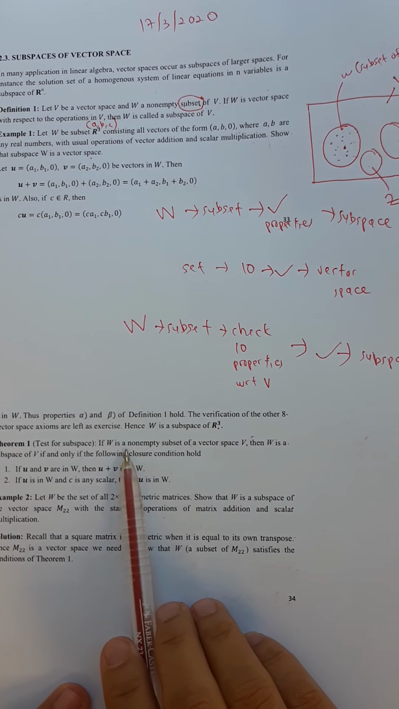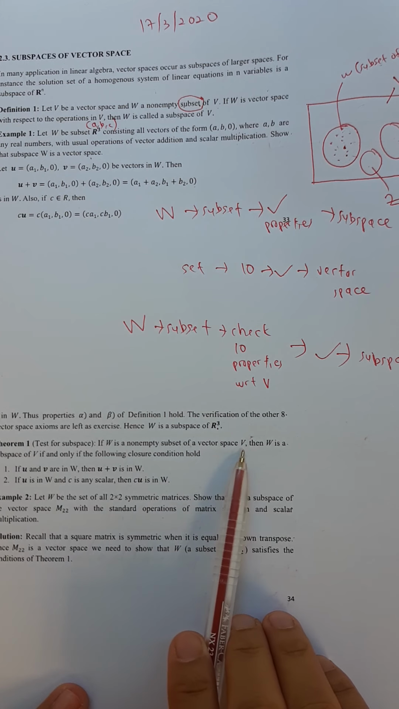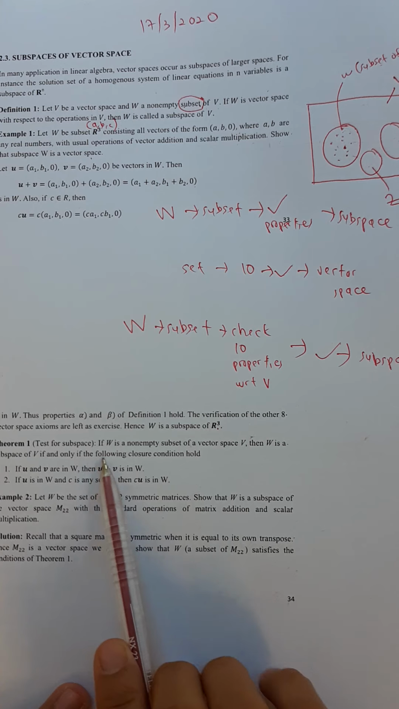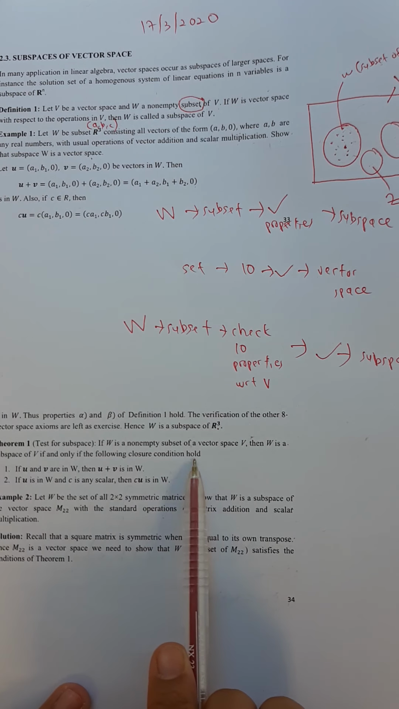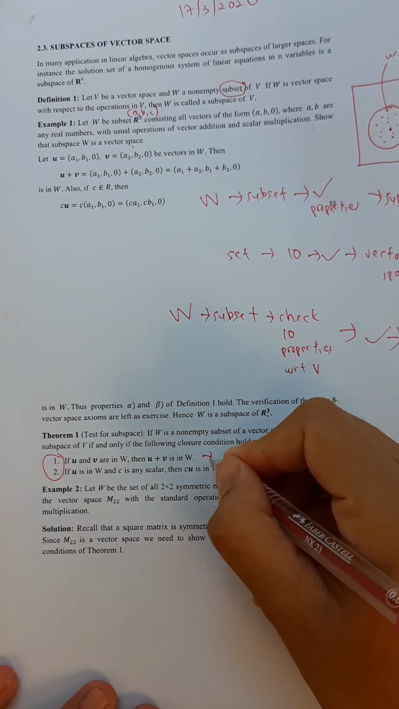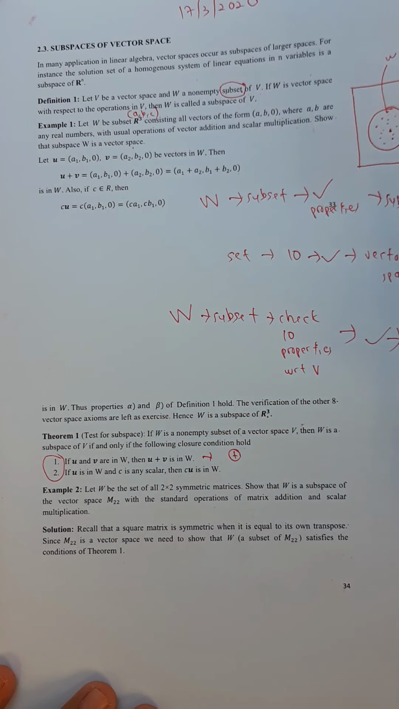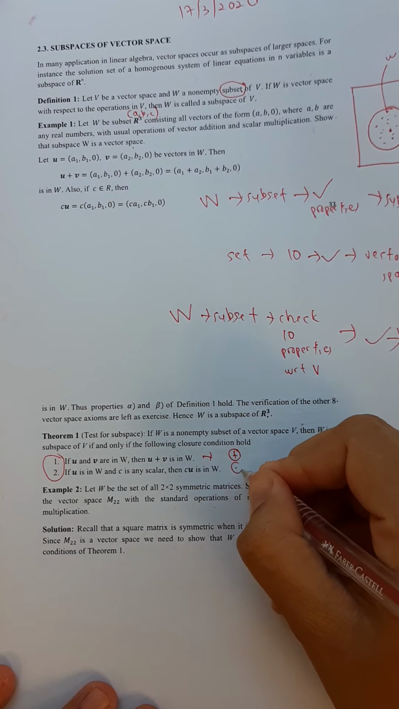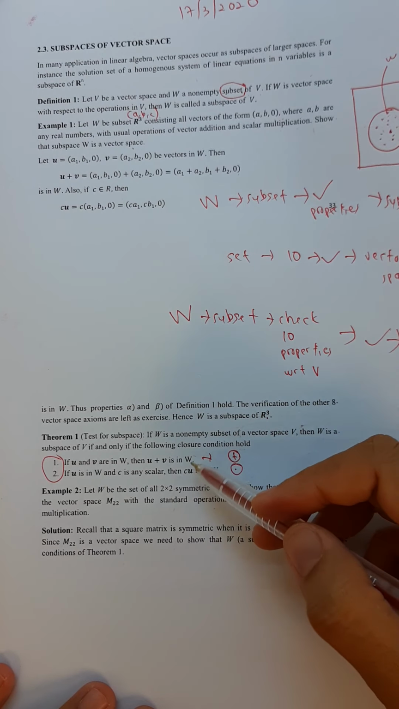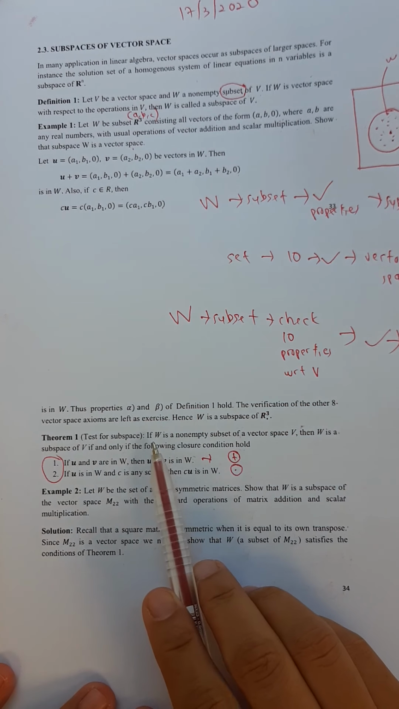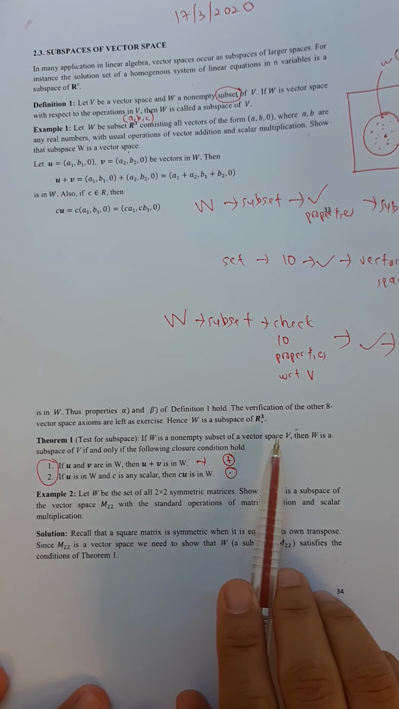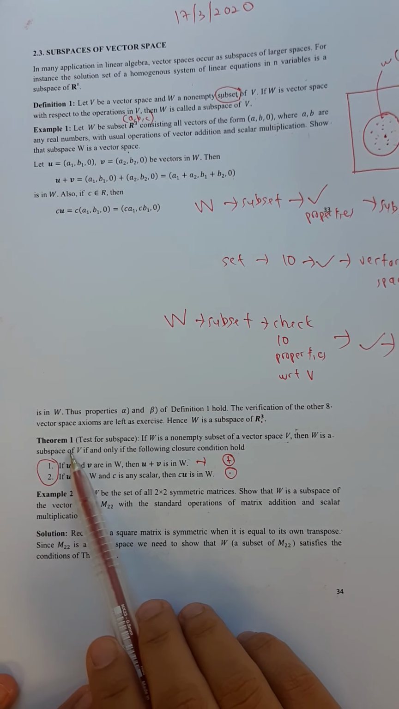So if W is a non-empty subset of a vector space V, then W is a subspace of V if and only if the following closure conditions hold. If you see these two closure conditions here, they are actually going back to the same conditions of addition and scalar multiplication. So these are the two properties that you need to check in order for W, which is a subset of vector space V, to be a subspace of V.